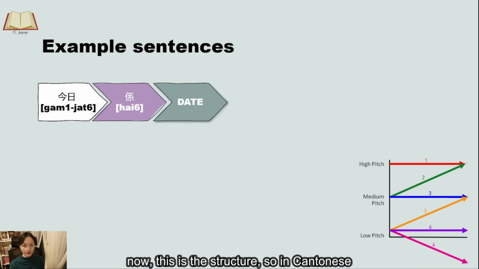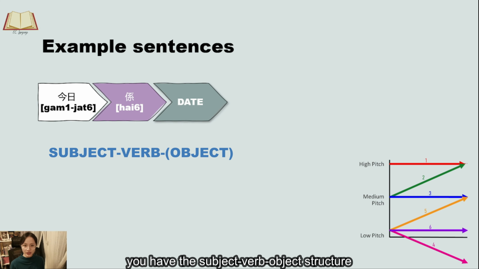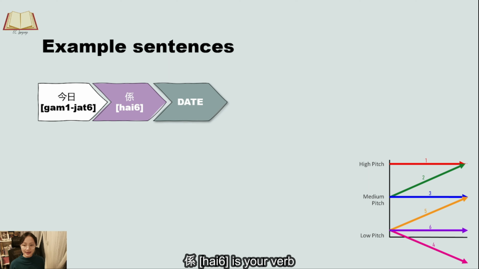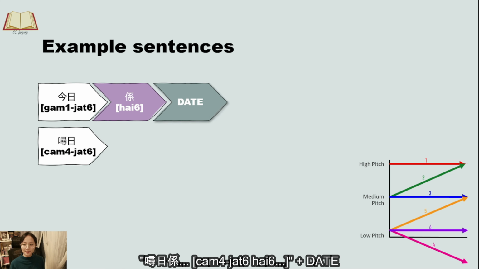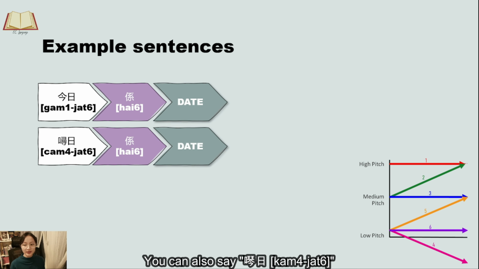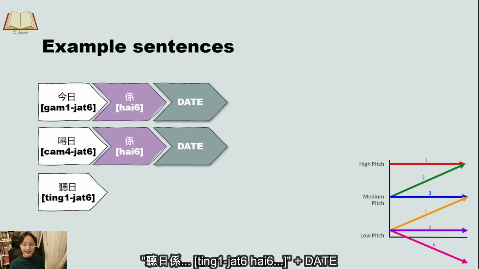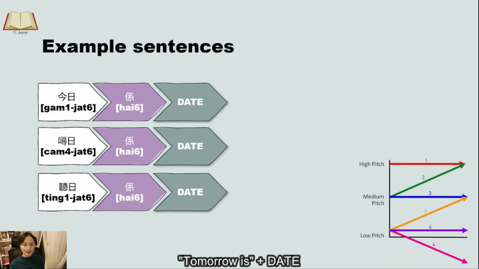Now let's add in the key phrases. Now this is the structure. In Cantonese, the sentence structure is pretty similar to the basic sentence structure in English. You have the subject, verb, object structure. 今日 is today, that is your subject. 係 is your verb, and then the date is your object. So 今日係 date: today is the date. 尋日係 the date: 尋日 is yesterday. You can also say 琴日. 聽日係 the date: tomorrow is the date.